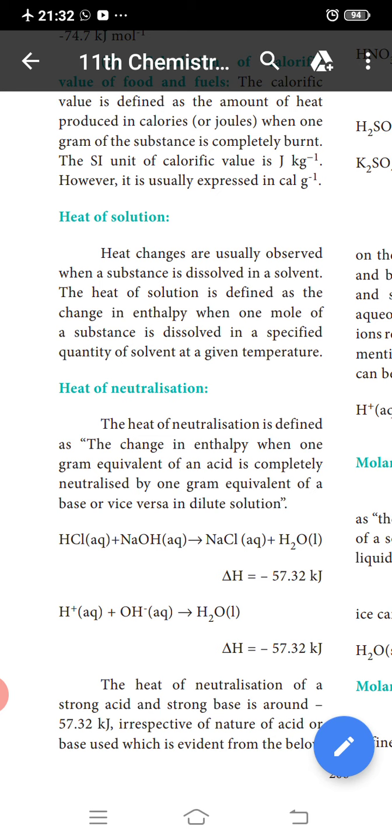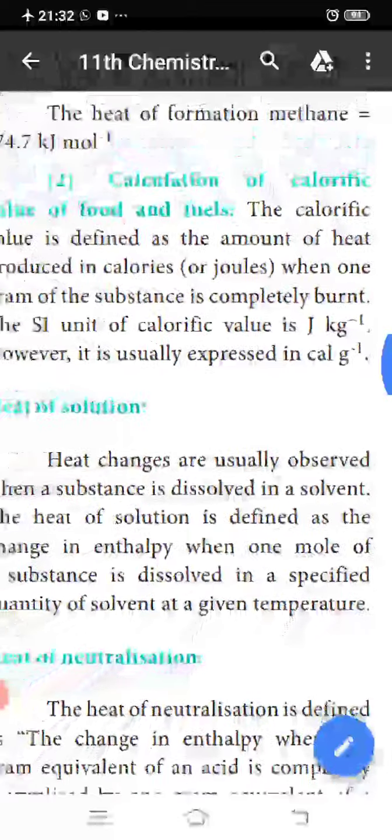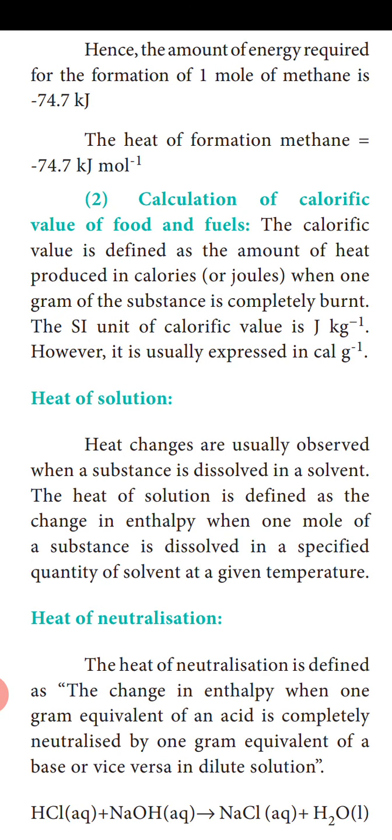Next, what is the SI unit of calorific value? Joule per kilogram. The SI unit of calorific value is joule per kilogram. It is usually expressed in calorie per gram.